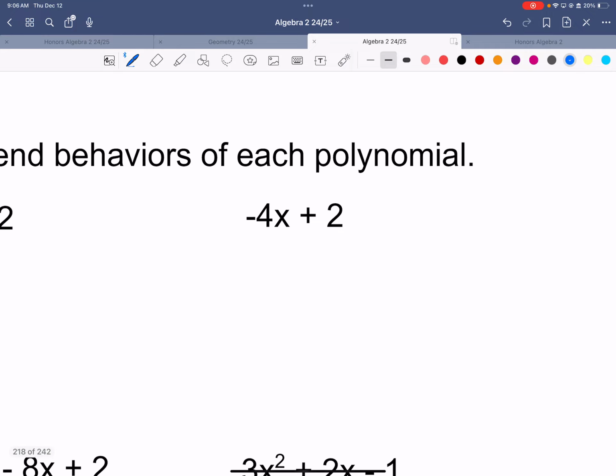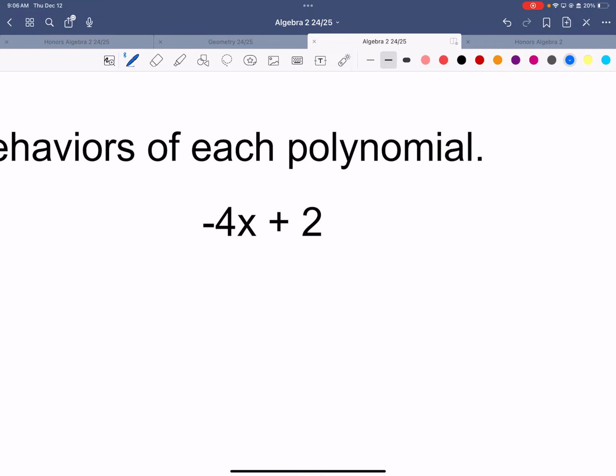Right, last one. We're going to do this one right here, nice and short. But same questions. Put it in standard form. What degree is it? What's the leading coefficient? How many terms does it have? Name it and give the end behaviors.